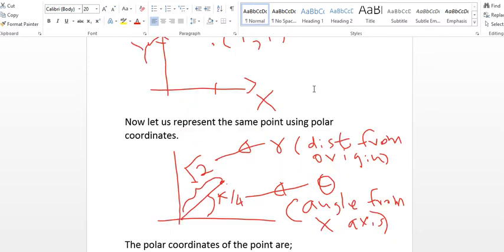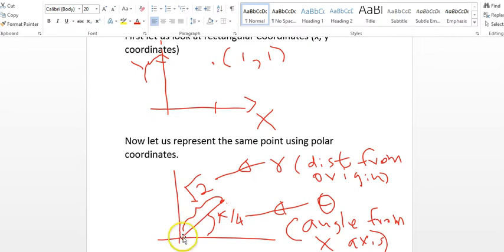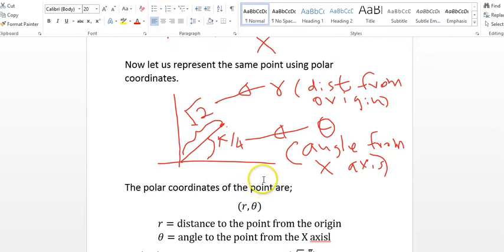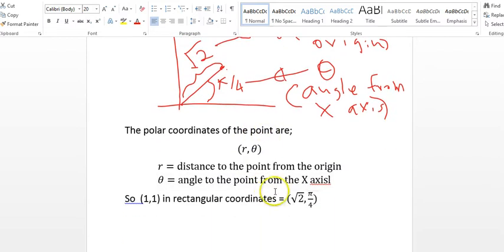So we will talk about how we get these figures. Now if you actually calculate this length, you can find that it is square root 2, and that will be the first polar coordinate. And if you calculate this angle, you can show that it is pi over 4. We will show that later. That is the second polar coordinate. So the first polar coordinate is square root 2, the second polar coordinate is pi over 4. Therefore the polar coordinate pair can be written as (square root 2, pi over 4).